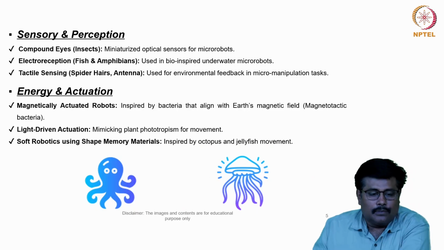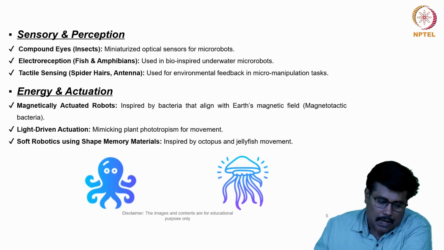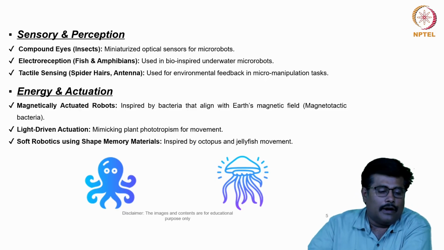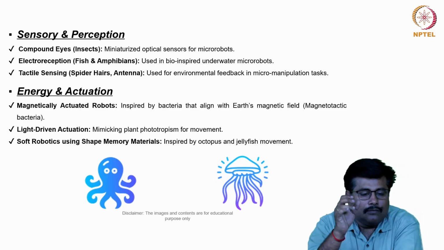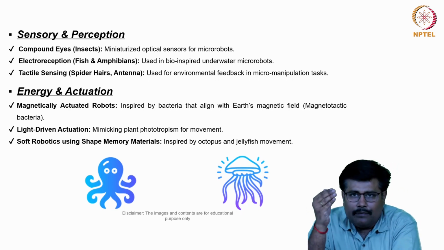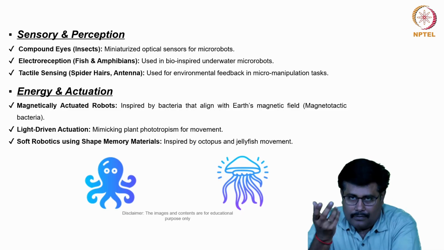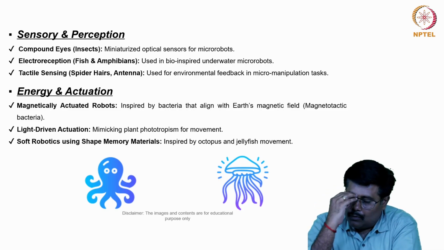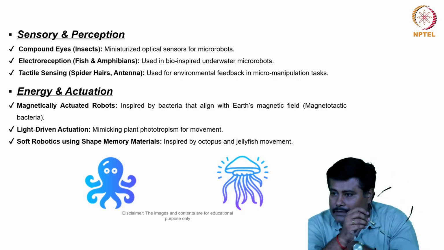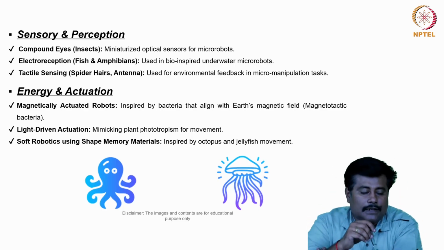Now let us discuss sensory and perception. As far as these sensory systems are concerned, we have the compound eye of insects, which is a miniaturized optical sensor for micro robots. When we talk about a sensory system, in fact we have discussed a lot about the sensors used in micro robots. In fact we have classified the different types of sensors.